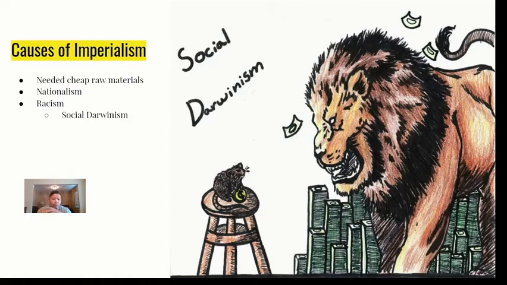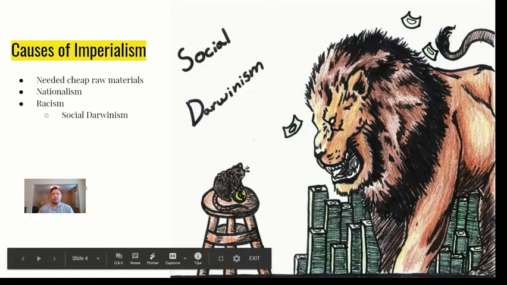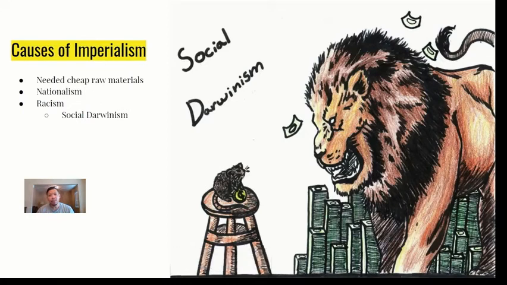But racist people turned that idea around into what is called social Darwinism, saying that there are stronger cultures and ethnicities out there, and they're the ones that are going to survive. They're the ones that are going to take over weaker people and weaker cultures. So again, the causes of imperialism, you need to remember this. They needed raw materials for the Industrial Revolution, nationalism, and racism.